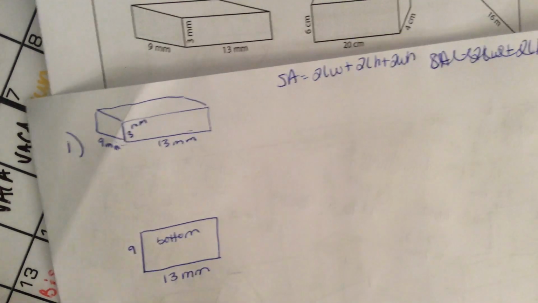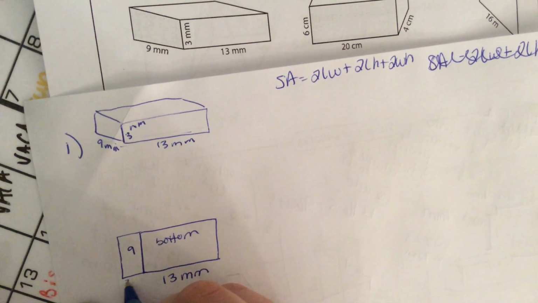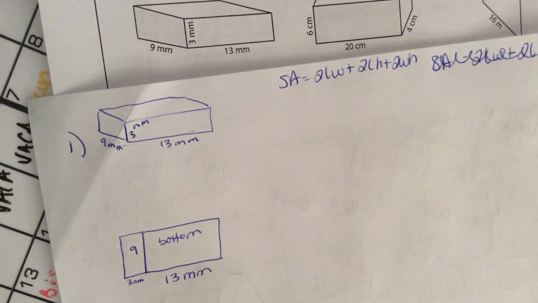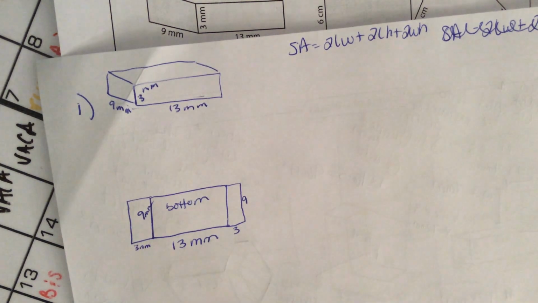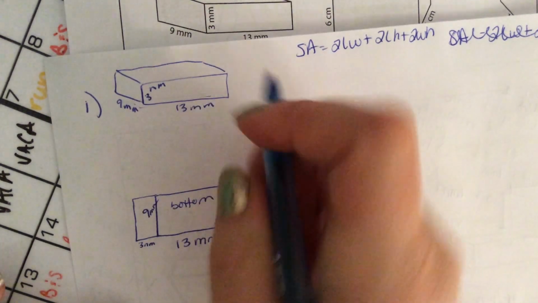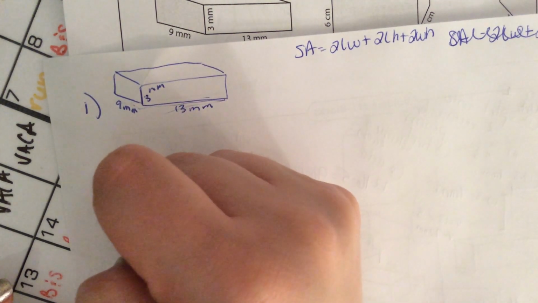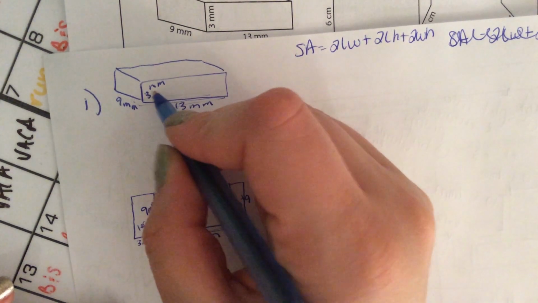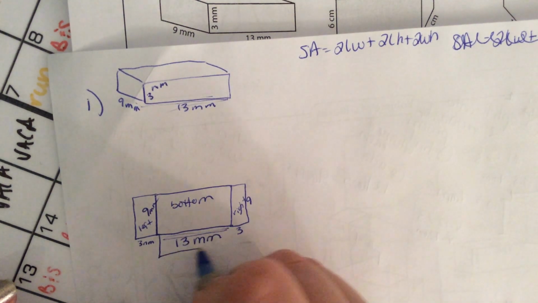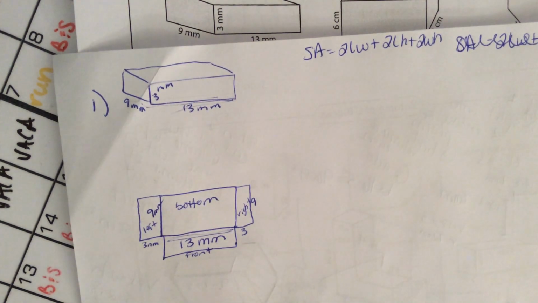Okay. The left side of it is 9 by 3. The right side is the same thing. So this length is 9 and this one's 3. The front is 13 here. This was left, right. So the front is 13 by 3 again, and this is the front.